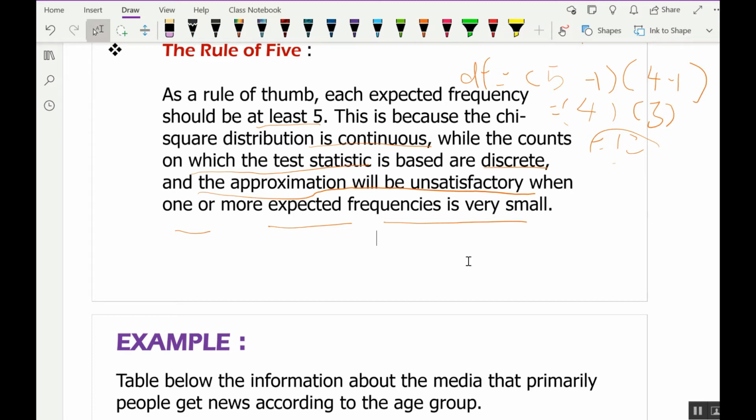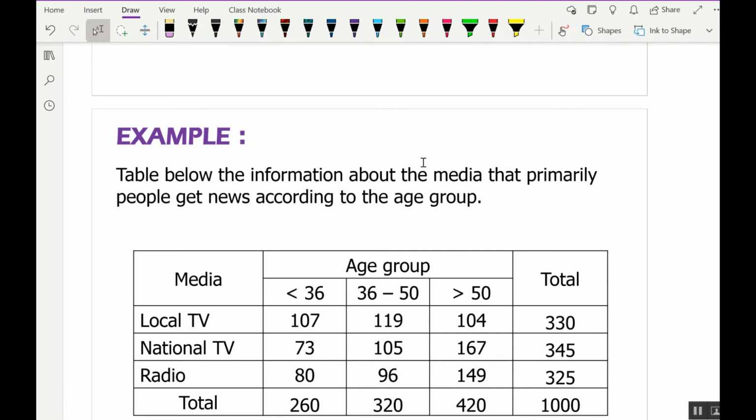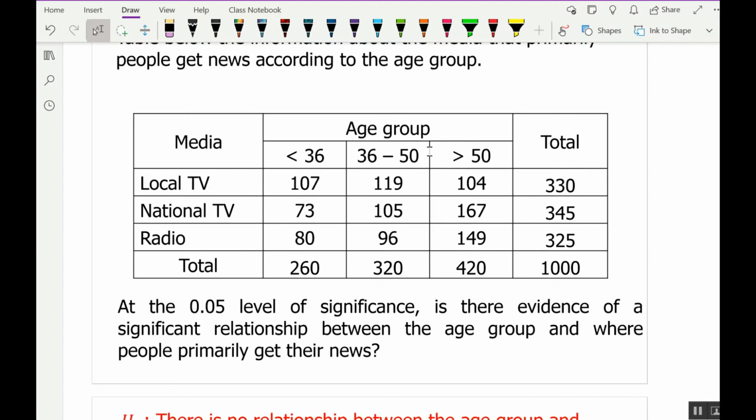Now we look at an example of how to solve a question pertaining to the chi-squared test. Looking at this table below, the information shows the media from which people primarily get news, according to age group. This is the one that I mentioned to you. How does a contingency table look? Basically, we want to infer the relationship of two categorical variables, whether they are related or not. It's something like this.